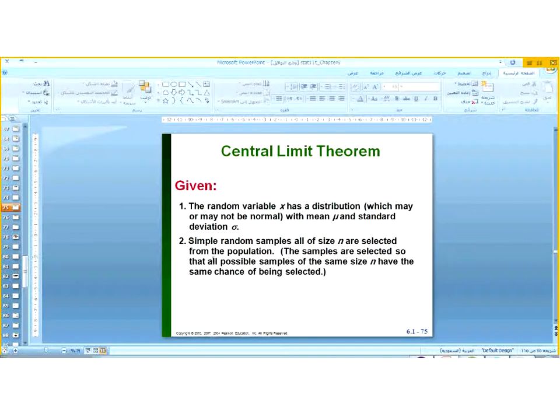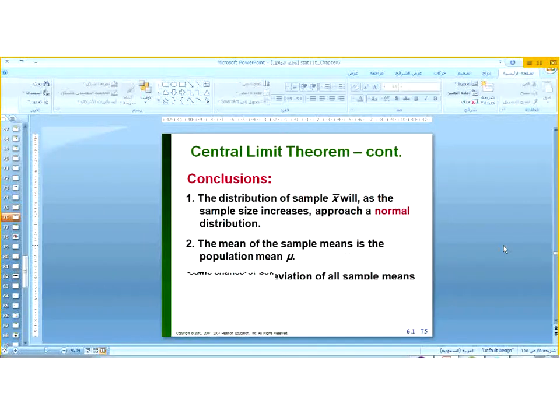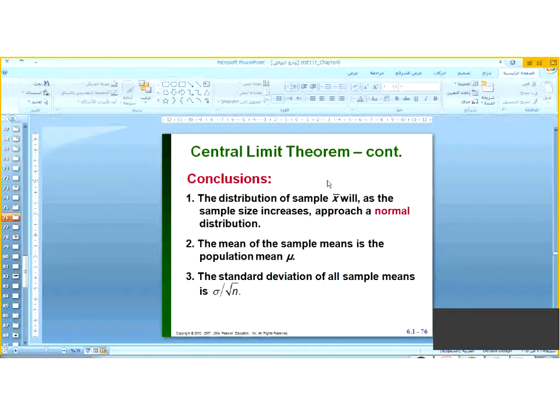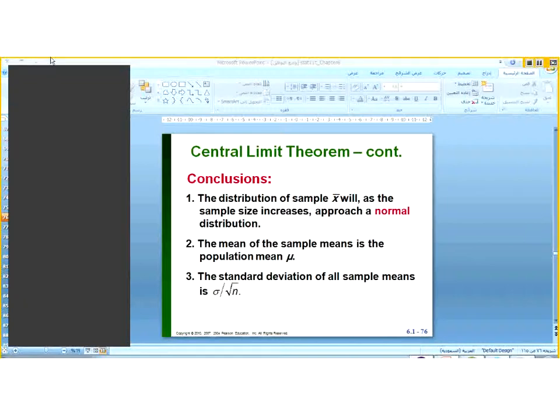Simple random samples, all of size n, are selected from the population. I took random samples of size n from this population, and of course they are randomly selected. The conclusion is, first, the distribution of the sample mean, x bar, will, as the sample size increases, approach a normal distribution. And the mean of the sample means is the population mean mu.